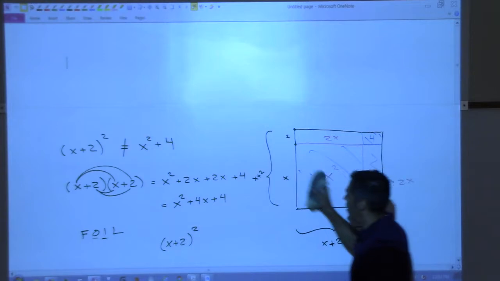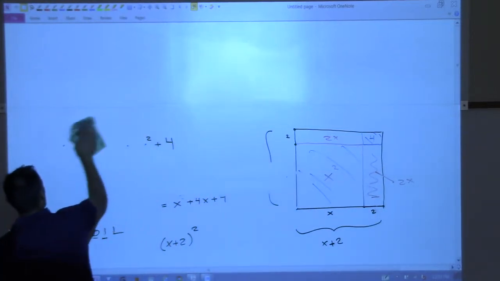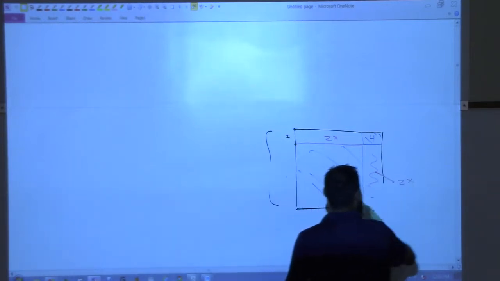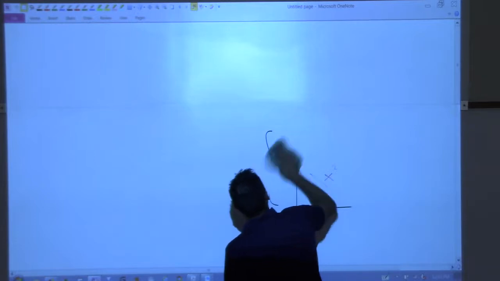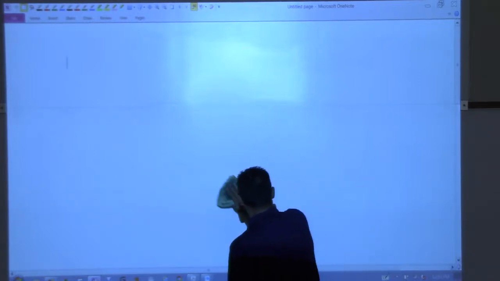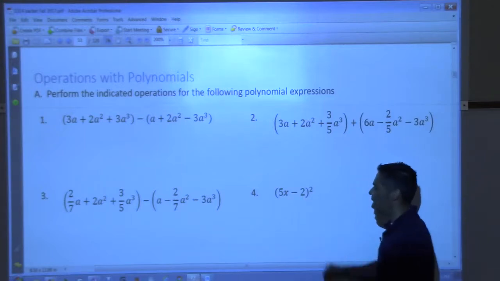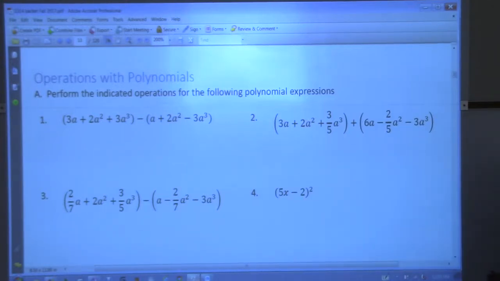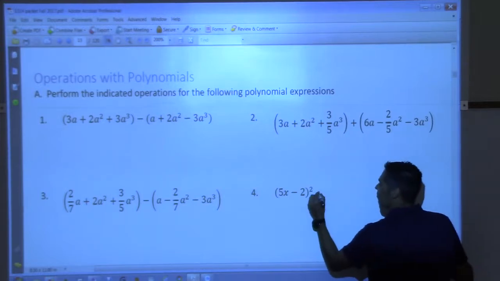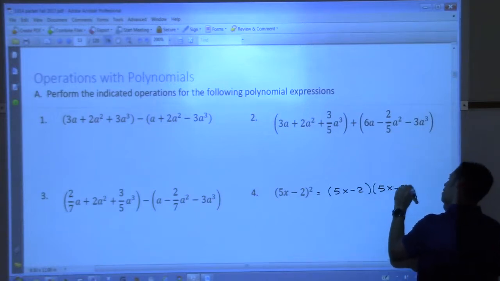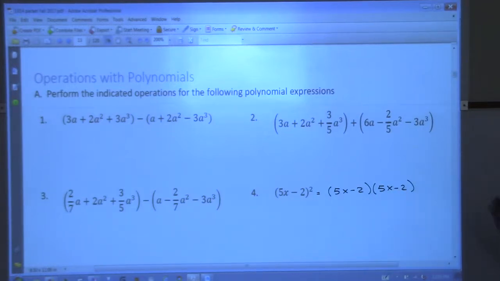Now let's go back to that other problem. There it is. 5x minus 2 squared. So to do this, we are going to write out 5x minus 2 times itself again, 5x minus 2. And we're going to do our FOIL.